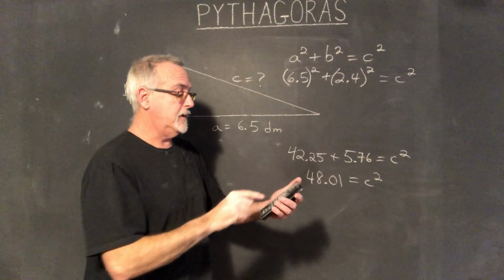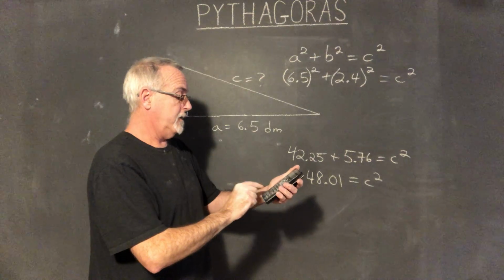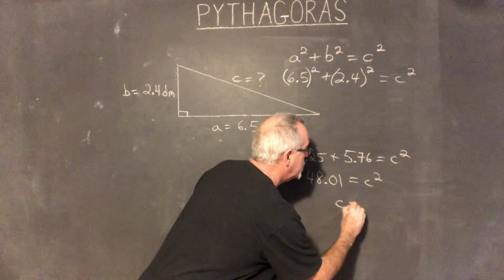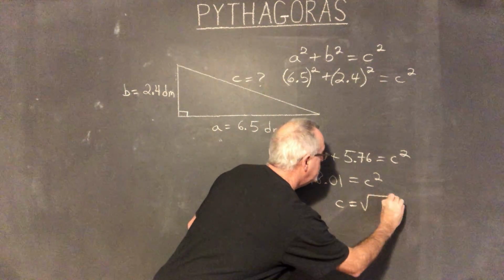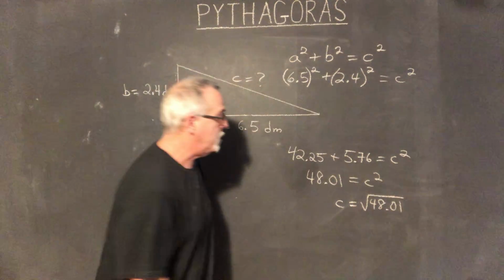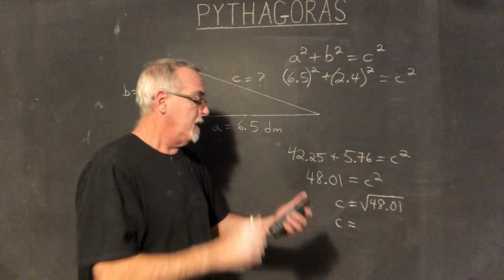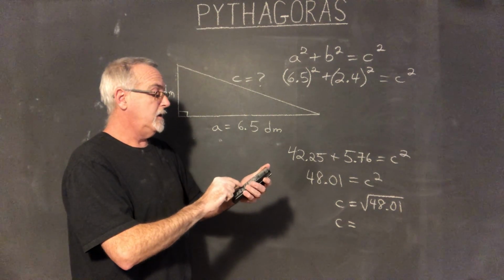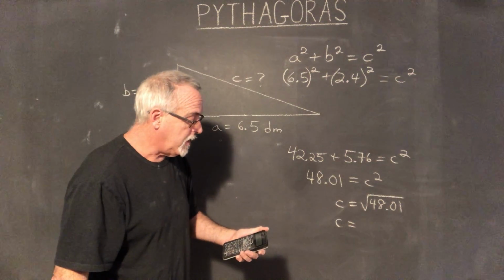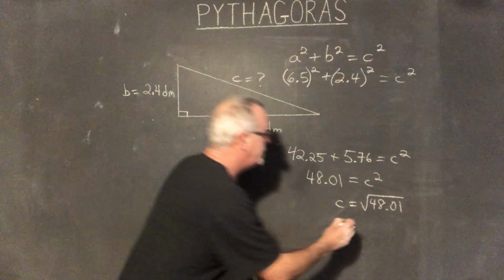Okay, teacher who's learned his lesson. 42.25 plus 5.76. Yes, it's 48.01. So therefore, C is going to be equal to the square root of 48.01. And I believe I'm going to have to do some rounding with this answer. Is that fitting? Yes. Okay, the square root of 48.01 is 6.92892, so it's a decimal that goes on and on, but I'm just going to call it 6.93.